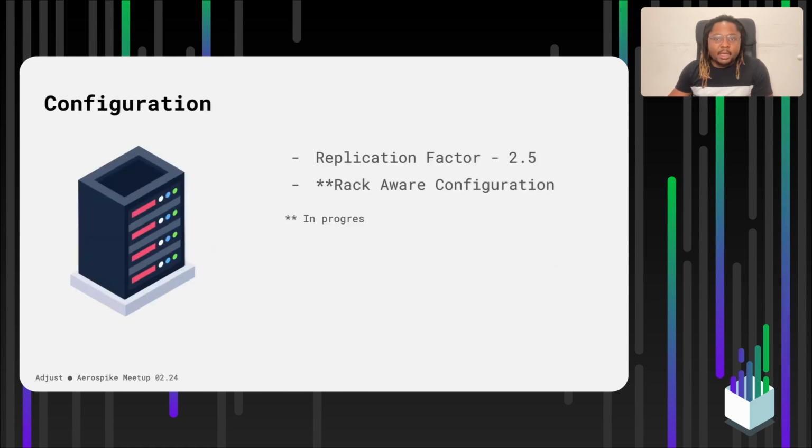We have a replication factor of average 2.5 because we have some namespaces that have a replication factor of 2 and some namespaces that have a replication factor of 3. All of this is set up in a rack aware configuration. I think this is something we are currently working on so that if a single rack goes offline, it doesn't send us into a tailspin by reducing the amount of servers that have to serve requests.